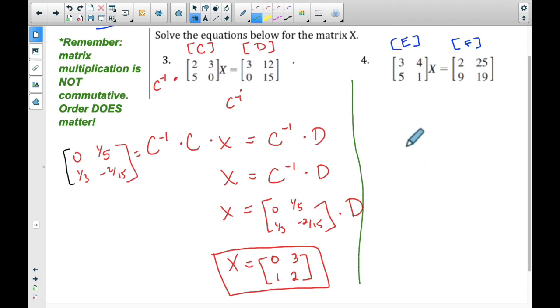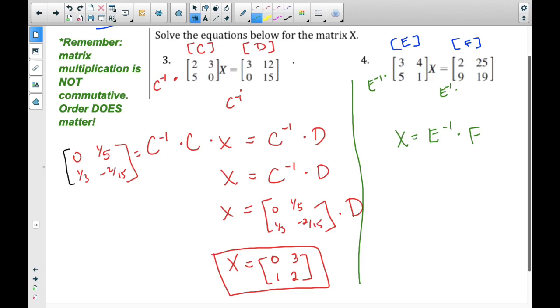Okay, let's do the other example so you can see it. This time I'm going to plug this in for E, and then I'm going to take E to the negative first times the left-hand side of the equation, and E to the negative first times the right-hand side of the equation. On the left-hand side, E and the inverse of E are going to cancel each other out. On the right-hand side, I'm going to have the inverse of E times the matrix F.